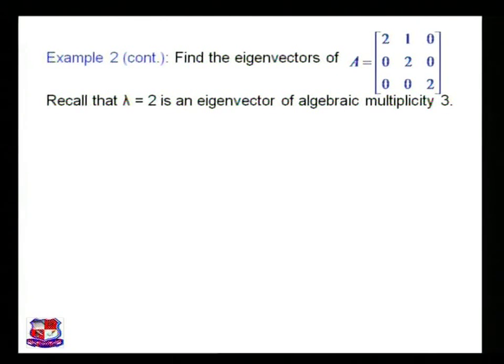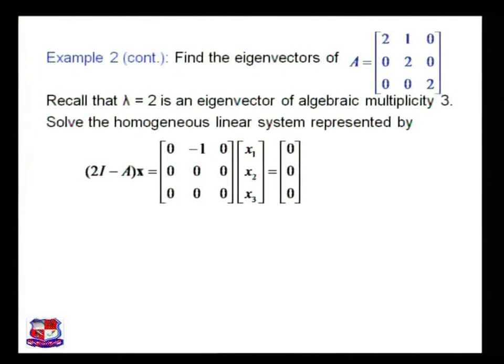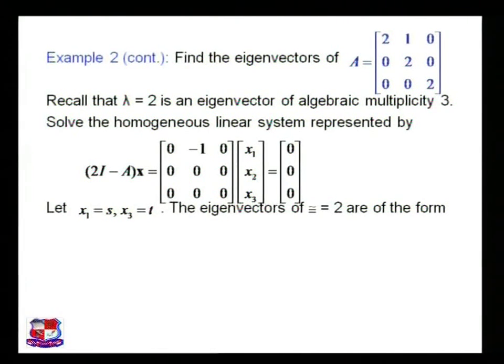So now if you want to find the eigenvector, then we use (λI - A)x = 0. As we know, the solution of this equation (λI - A)x = 0 will give us the eigenvector. Now if we solve this homogeneous system, from the first row we get -x2 = 0. From the second and third rows, we get 0.